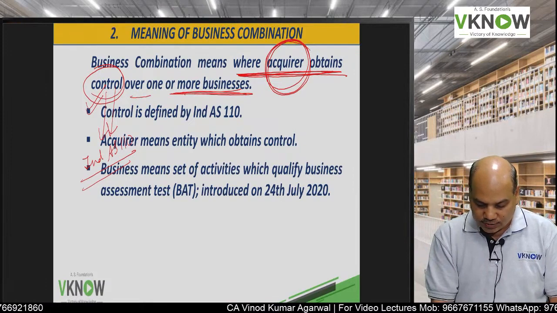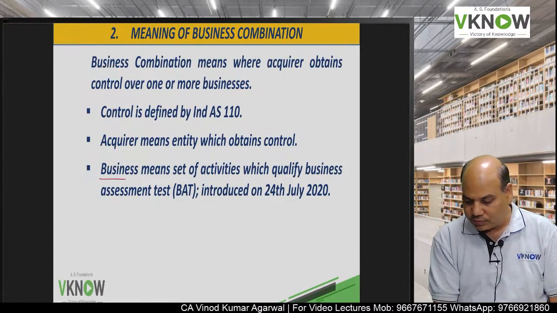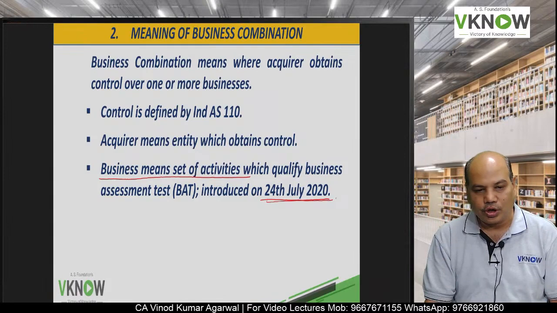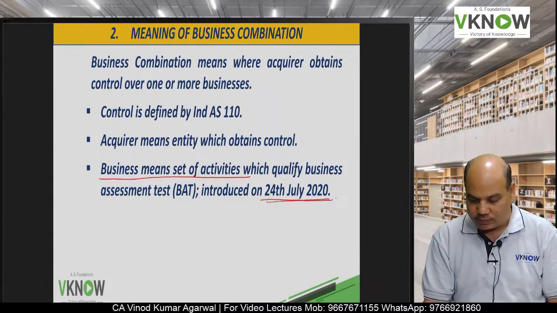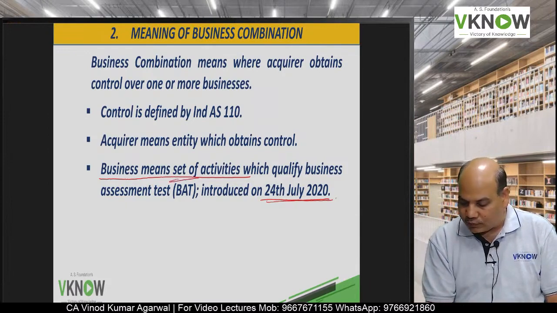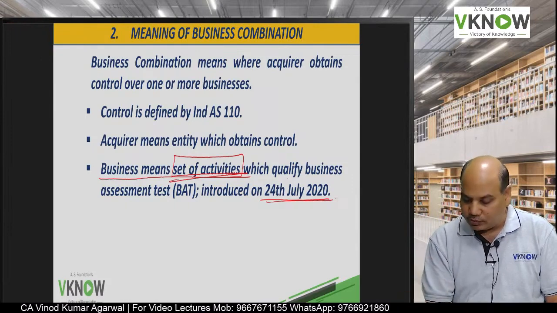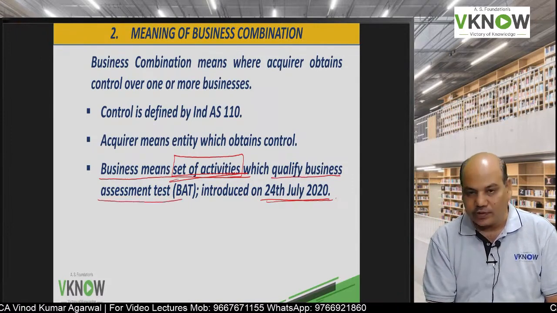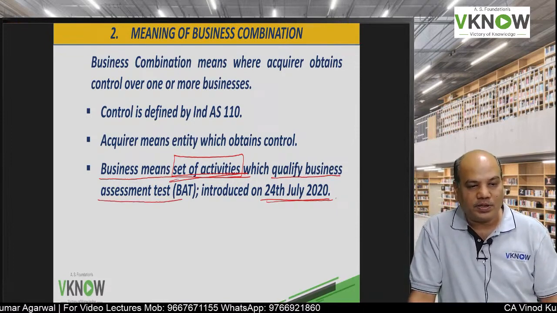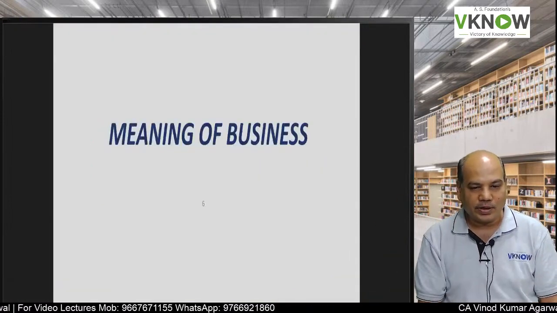And what is business? The definition of business has undergone change by an amendment in IND AS 103 on 24th July 2020. Now the meaning of business is, it is a set of activities which qualifies the business assessment test. So we will call it BAT, business assessment test.